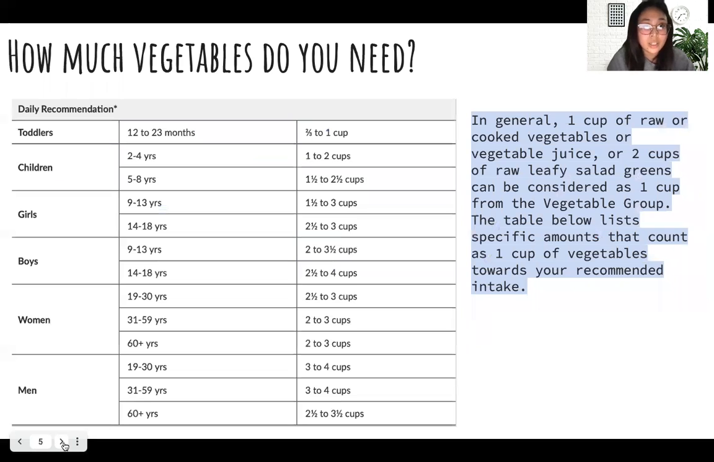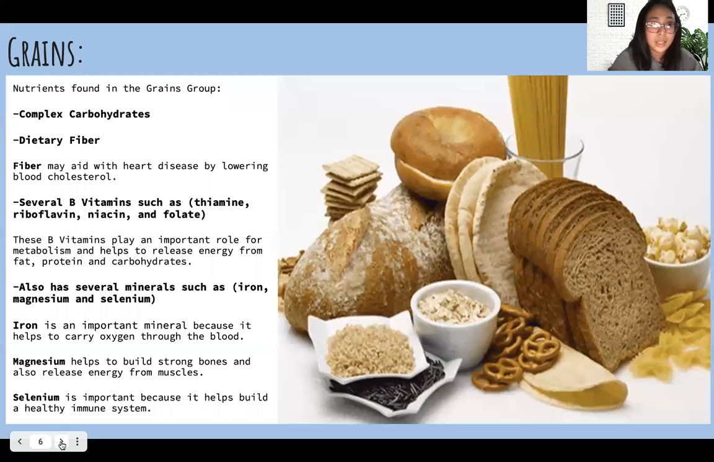And then here's another table of how much vegetables you need. In general, 1 cup of raw or cooked vegetables or vegetable juice or 2 cups of raw leafy salad greens can be considered as 1 cup from the vegetable group. The table on the side lists specific amounts that count as 1 cup of vegetables towards your recommended intake. And then next we have the grains.